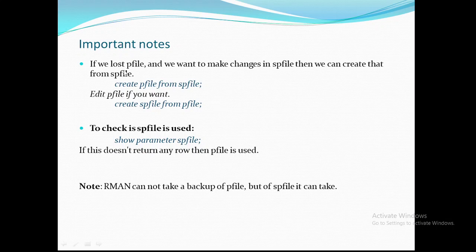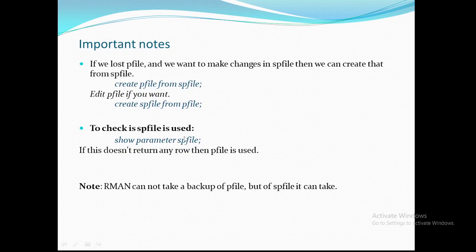There are some important notes about these parameter files, SP file and P file. If we lost the P file, and we want to make changes in the SP file, we can create the SP file from the P file. Then, using CREATE PFILE FROM SPFILE, edit the P file, and then create the SP file again from our P file. So all the changes to the SP file will be made.